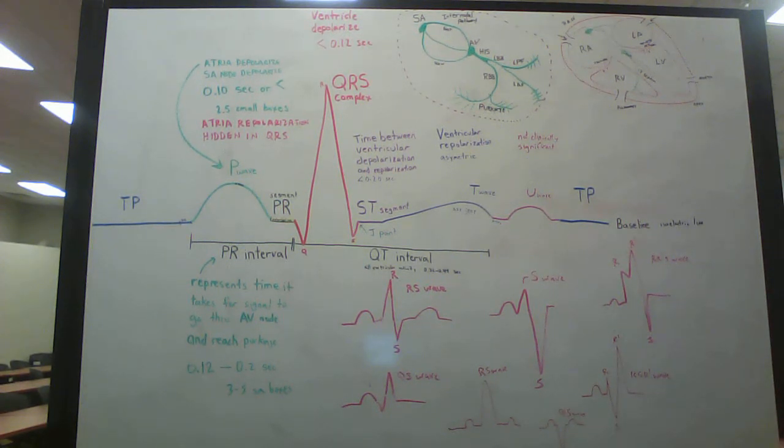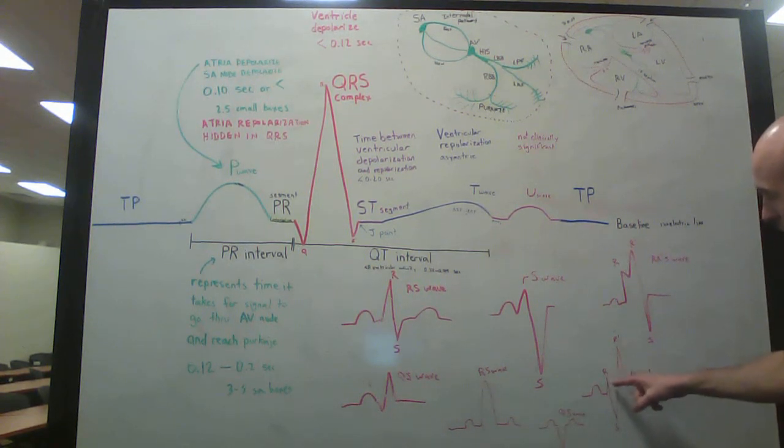So in this case, you'd have an R, and then the second bump, the wave rather, you'd call the R prime. So if you were to label this, you'd call it an R prime S wave. Going back down here, sometimes, again, this can look all kinds of different ways, and it's all considered QRS complex.